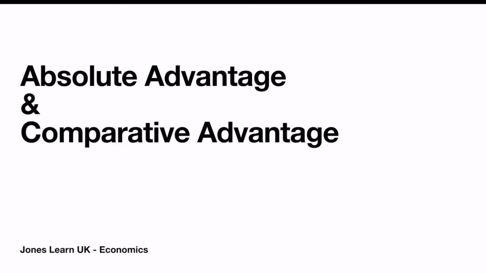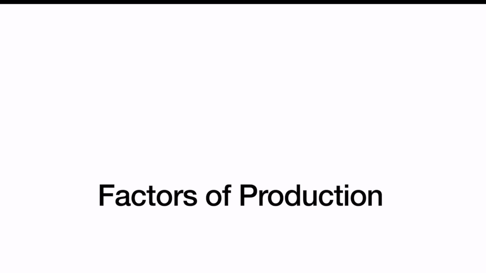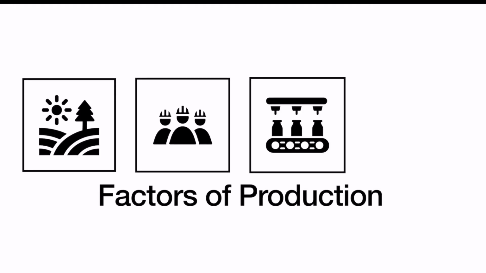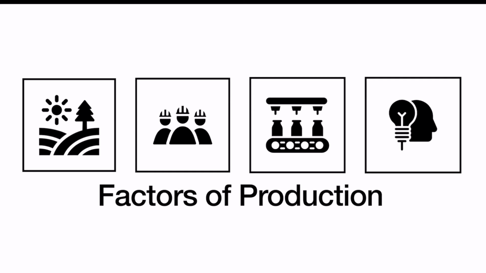Absolute advantage and comparative advantage. In order to produce goods and services, you need resources called factors of production: land, labour, capital, and entrepreneurship. You can illustrate the potential output of an economy by drawing a production possibility frontier.